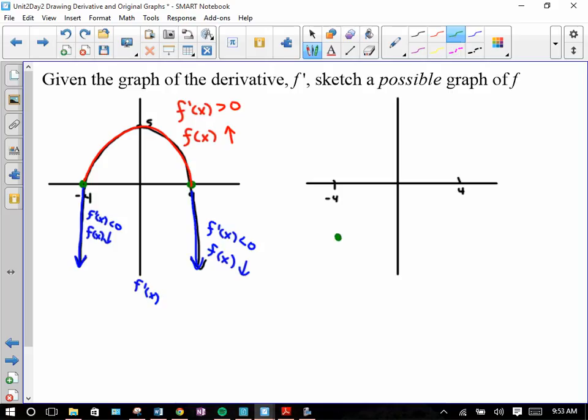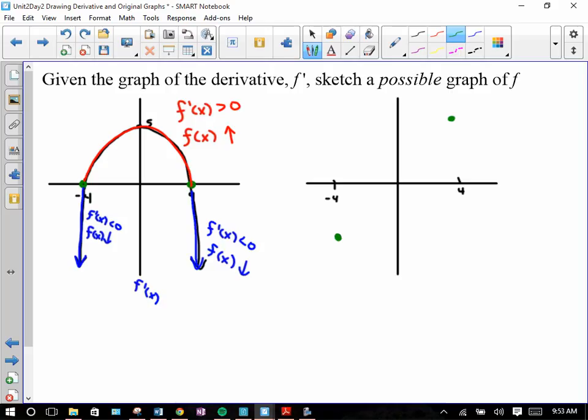Alright. Now, what about at positive 4? Is there going to be a maximum or a minimum? Well, at that positive 4, it's going from the first derivative being positive to the first derivative being negative. So what does that tell us? A maximum. So we know that positive 4 can be some form of maximum. Okay?